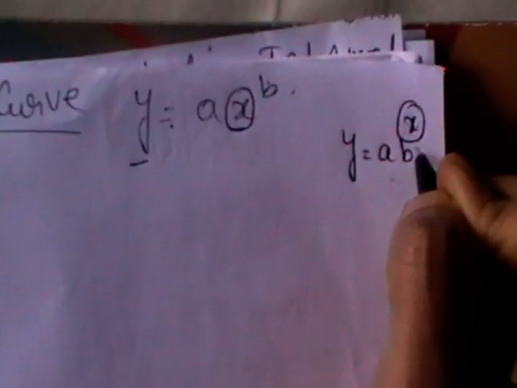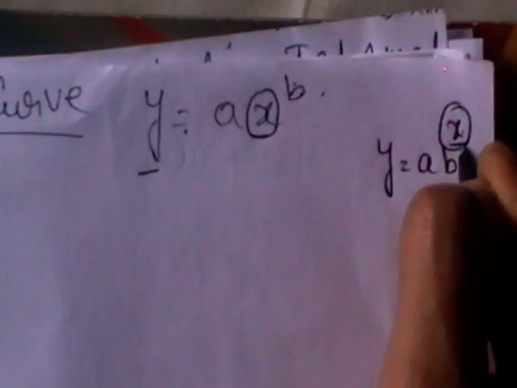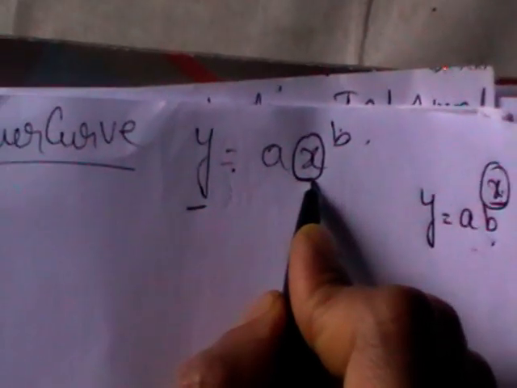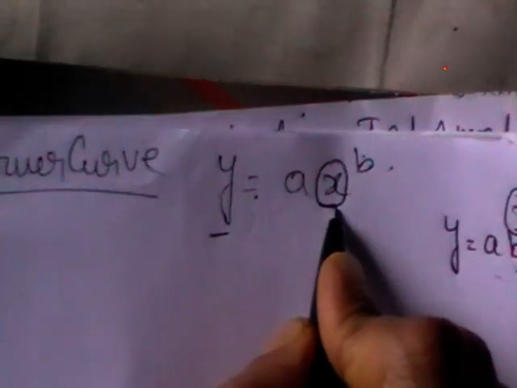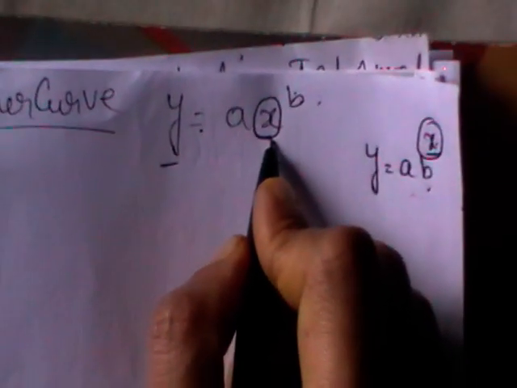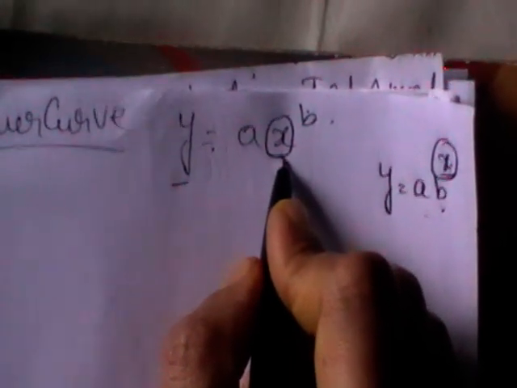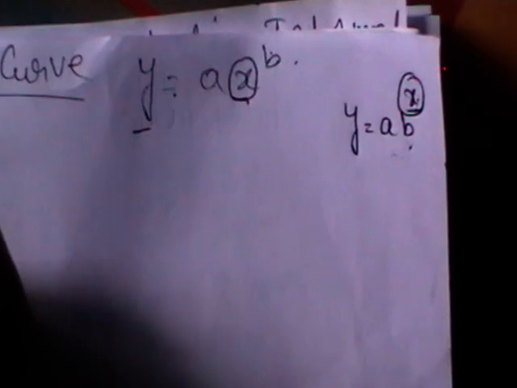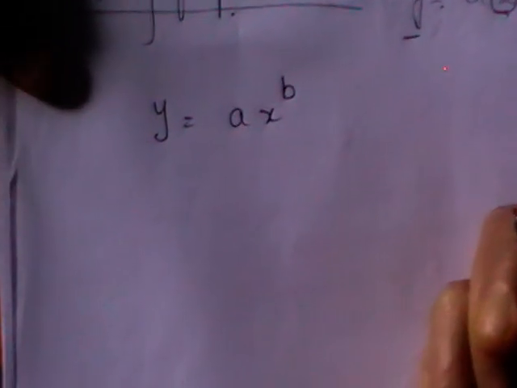So earlier we discussed a b power x, where x is in the exponent or power place. So we call this an exponential curve. Here x is in the base place, so we call this a power curve. So it is either an exponential curve or a power curve. As I told you, we cannot use the PLI directly. So consider y is equal to a x power b.